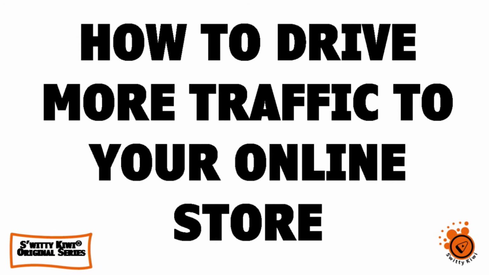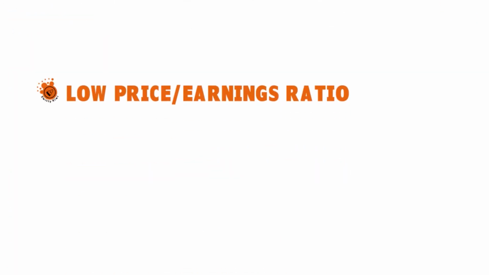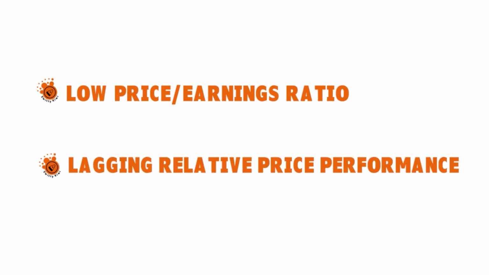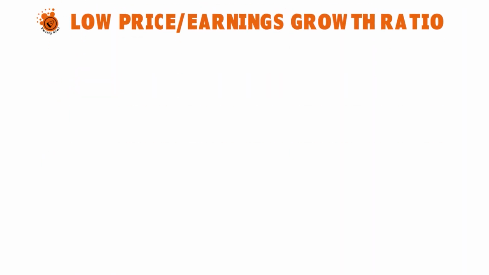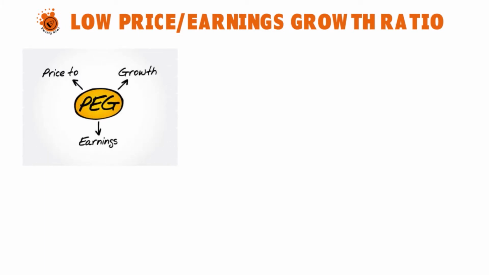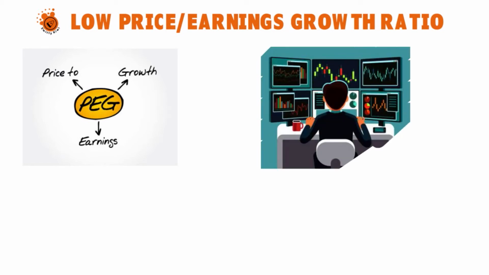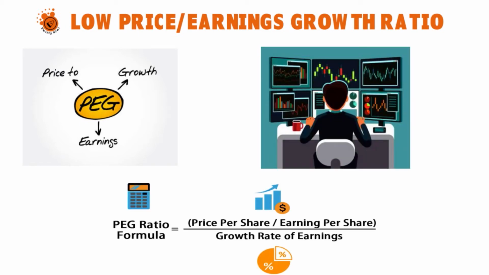The first is a low price earnings ratio, low PE ratio. Number two, lagging relative price performance. Number three, low price earnings growth ratio, the PEG ratio. We've talked about the PEG ratio in other shows, but I just want to remind you that the PEG ratio, the price earnings growth ratio, is considered more accurate than just a company's PE alone.